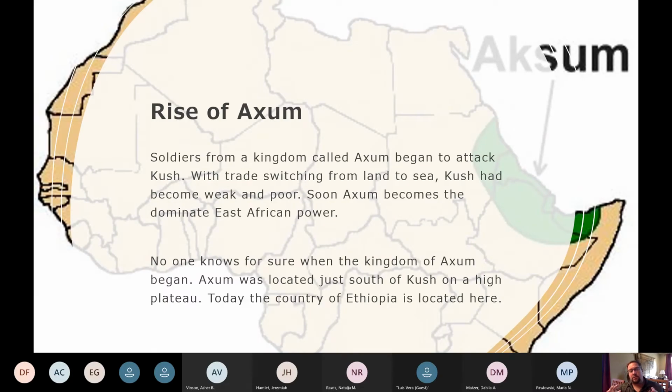So once the Kush's influence kind of falls away, we have a new kingdom that arises, and that's Axum. Soldiers from a kingdom called Axum began to attack the Kush. With trade switching from land to sea, the Kush had become weak and poor, and soon Axum becomes the dominant Eastern African power. But no one knows for sure when the kingdom of Axum began. Axum is located just south of Kush on kind of a high plateau region. Today, the country of Ethiopia is located there.